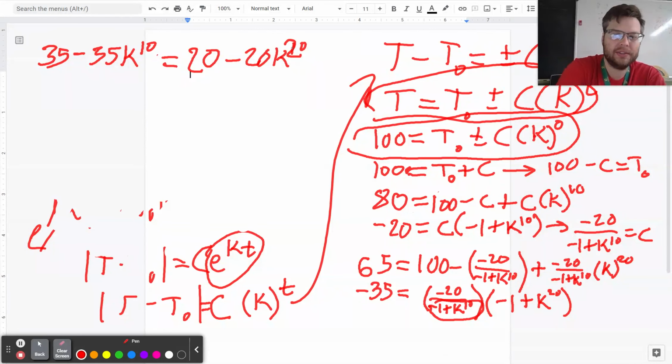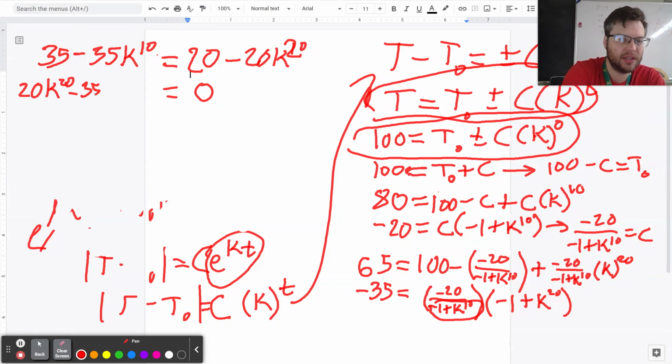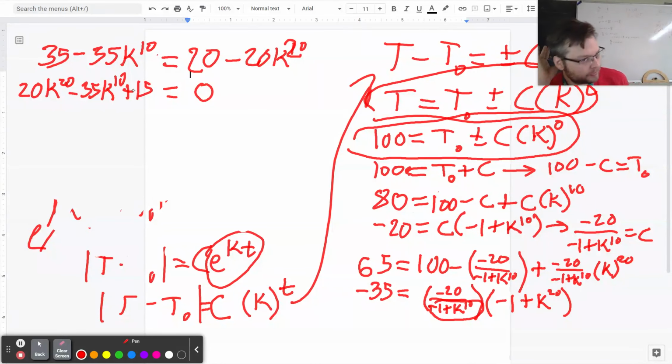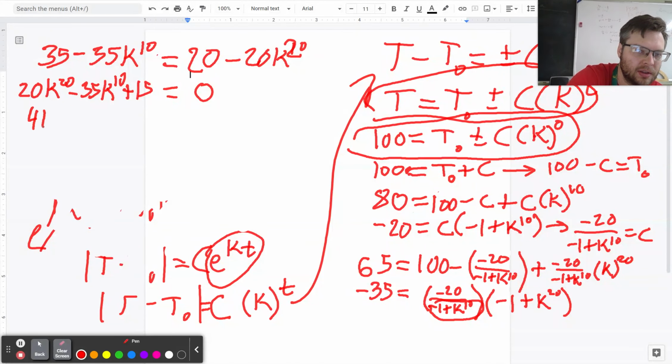Let's get everything on the left side so it's equal to 0. So we have 20K to the 20th minus 35K to the 10th plus 15. So I subtracted 20 from the 35. Let's make those smaller. Those are all divisible by 5. So I have 4K to the 20th minus 7K to the 10th plus 3.